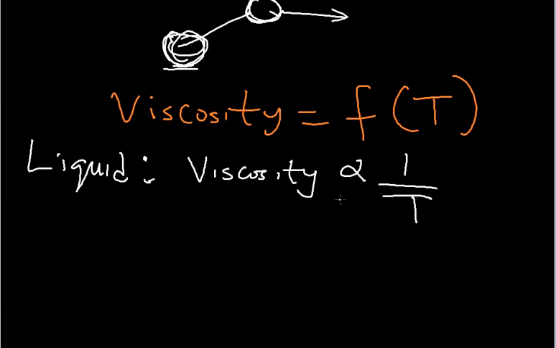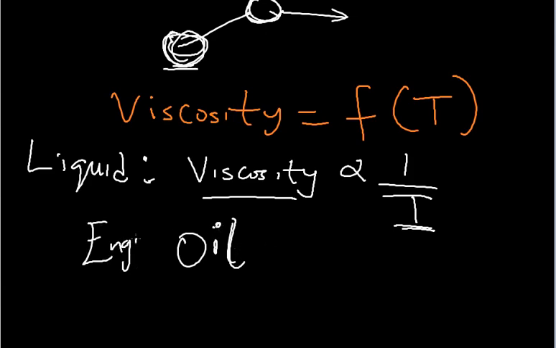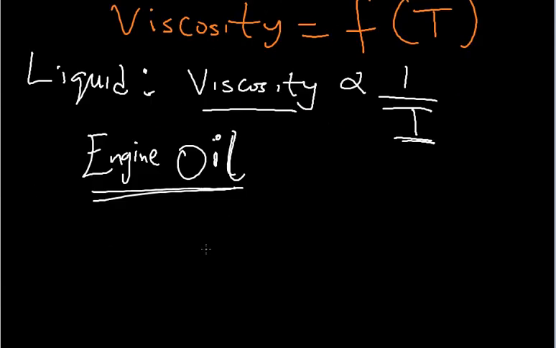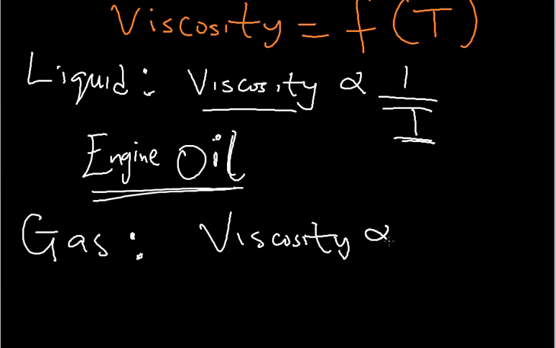So that simply means that if you want to reduce the viscosity of a liquid, you will have to increase the temperature. For example, most oils, probably your engine oil, the viscous one: if you want to reduce their viscosity, just try to heat them up. If you heat them up, their viscosity reduces. But in terms of gas, the reverse is the case. For gas molecules, their viscosity is directly proportional to the temperature. So the more temperature you supply to the gas molecules, the more viscosity.